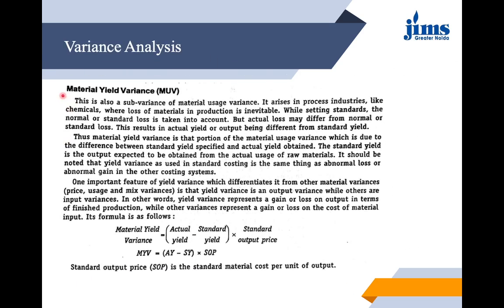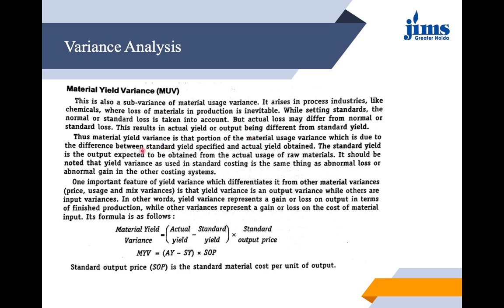Then next we have material yield variance. It is also a sub-variance of material usage variance, and it arises in process industries like chemicals where loss of material in production is inevitable. So while setting standards, the normal or standard loss is taken into account. But actual loss may differ from normal or standard loss. So this results in actual yield or output being different from standard yield. So thus material yield variance is that portion of the material usage variance which is due to the difference between the standard yield specified and the actual yield obtained.